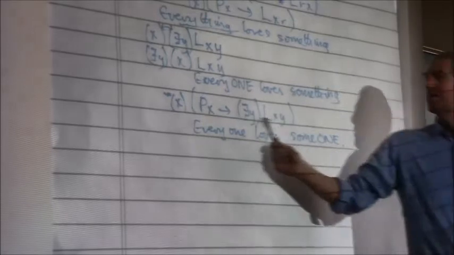Okay. Now, how would we say everyone loves some, you know what's coming next? How would we say that? What information do we have to add to this one? Y is also a person. Y is also a person. So where do you think that happens? Well, where would it have to happen? After what?